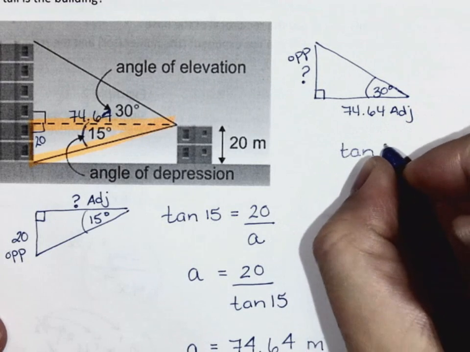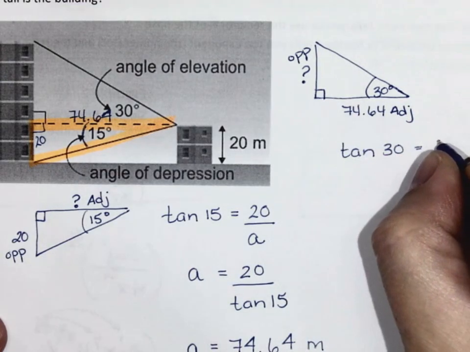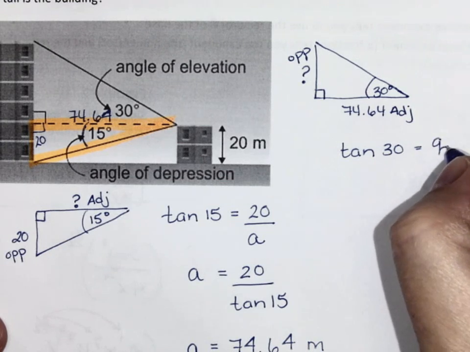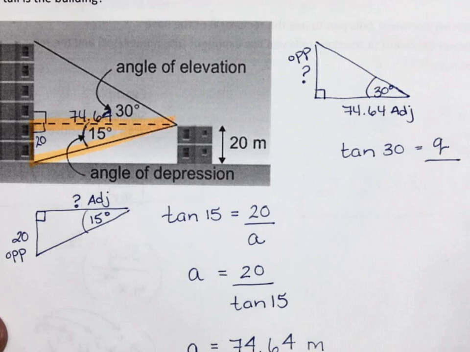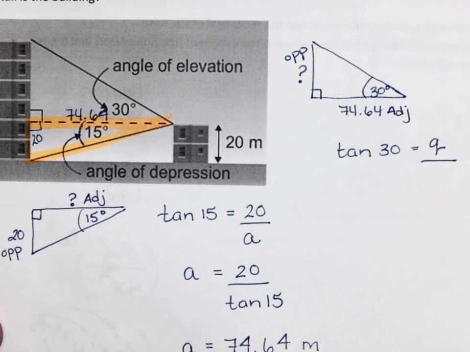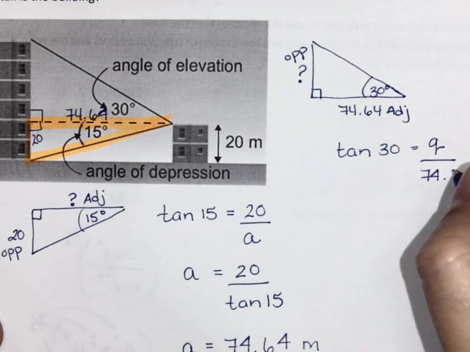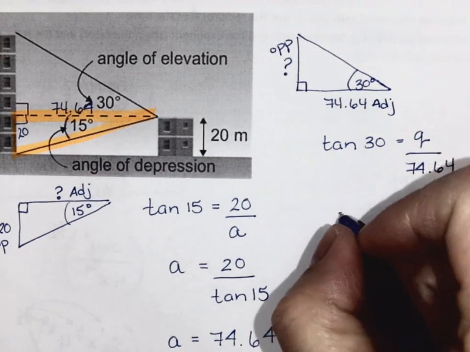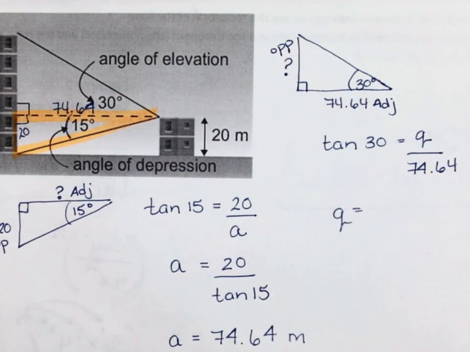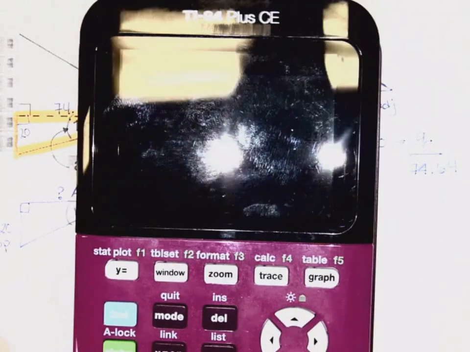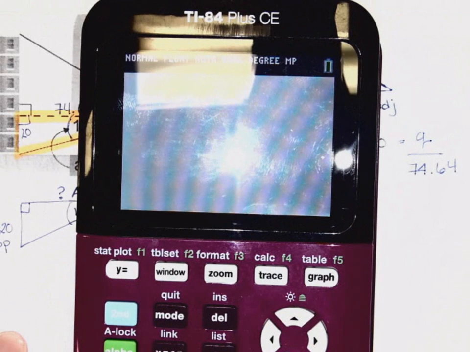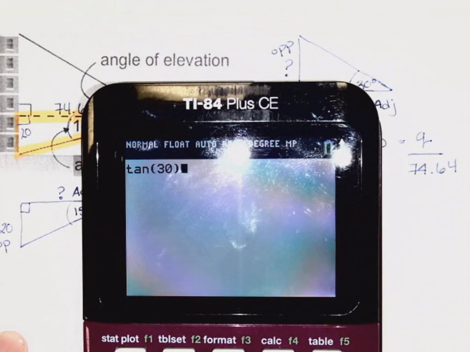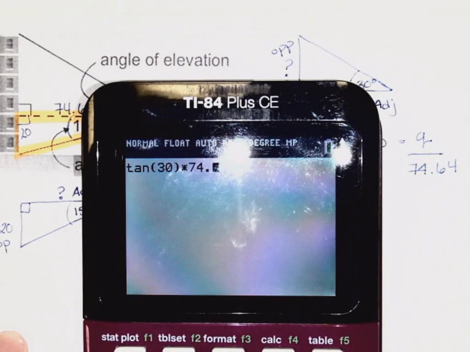So I'm going to have tan of 30 is equal to opposite, which we don't know. This time I'm going to use the letter Q. I have no idea why. I don't want to use O just because it looks like a 0. Over 74.64. All we're going to do here is multiply these two things together. So Q is equal to tan of 30, got to close my brackets, times 74.64.